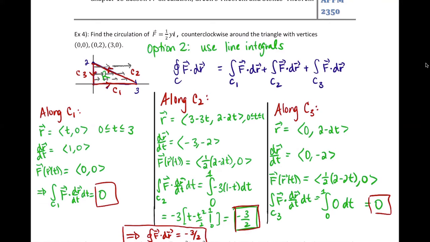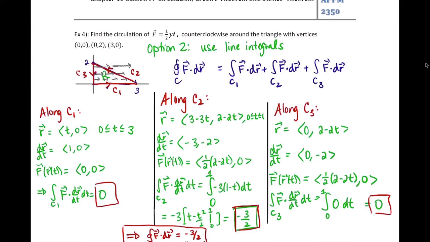And then notice there's no contribution coming from this side C3 because the vector field is totally perpendicular. So it's not at all moving in the direction of the curve here. So I'm really only getting contributions to the circulation along this component of the boundary, and we can see it's going against the direction of the flow for the most part, which is why we're getting this -3/2.